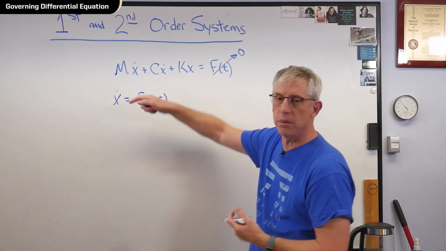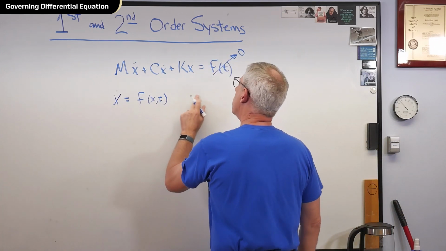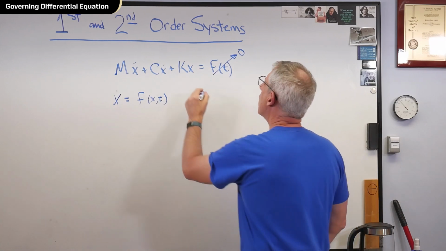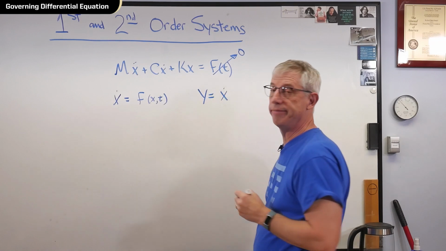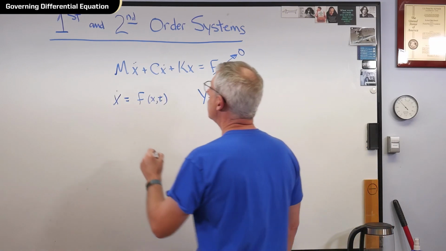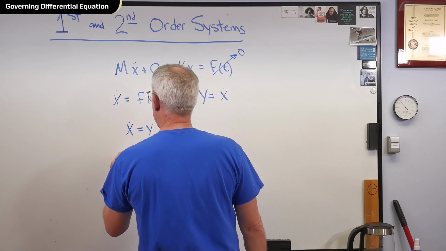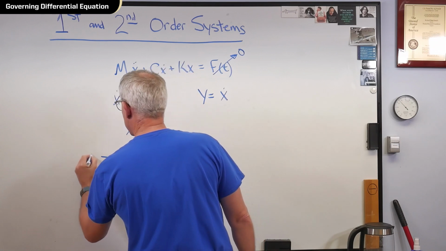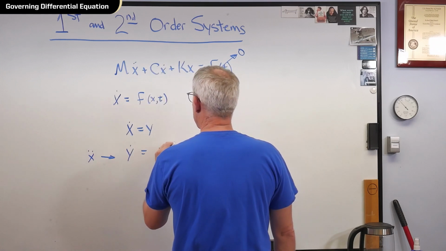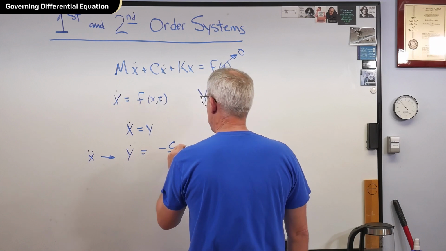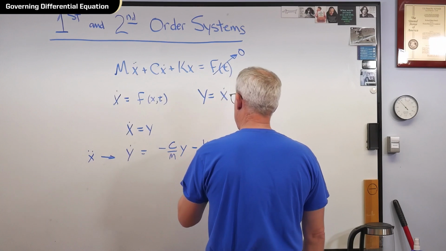Well, I have an x double dot. Where does x double dot go in there? Well, what I'm going to do is make up another variable. You could call this a dummy variable. And I'm going to say y equals x dot. All right? I'm just going to do that. And so what I'm going to do now is write this out as a system. I'm going to say x dot equals y. And y dot, which is actually x double dot, see now we're getting somewhere, is minus c over m y minus k over m x.